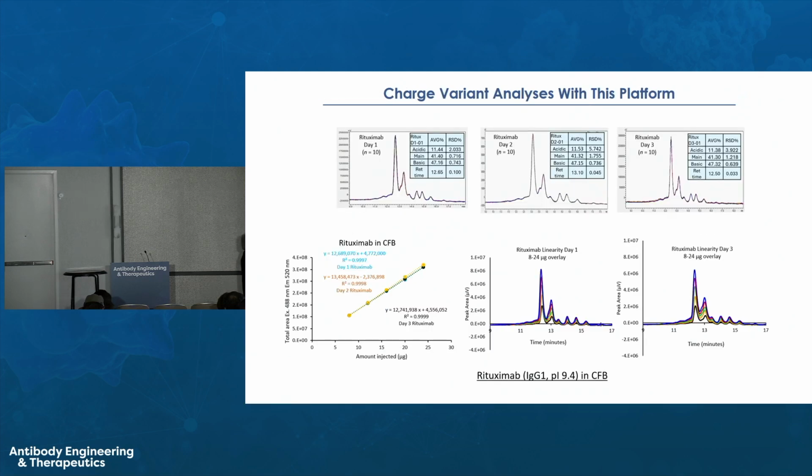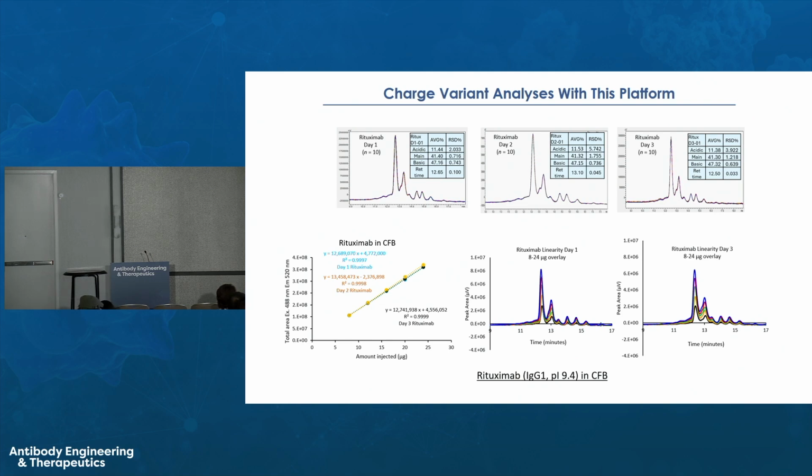We did charge variant analysis of Rituximab, which was formulated in clarified fermentation broth, using this method. And you can see the different peaks. This is the main peak. You have a whole bunch of basic peaks. These are the acidic variants. And we did it on 3 days, on the same column, in 2 different instruments. And the results are very, very good.